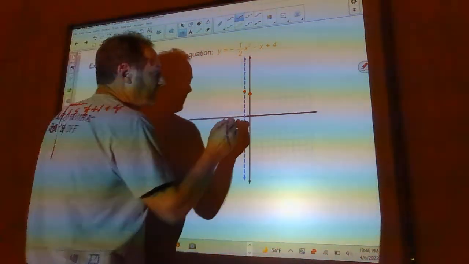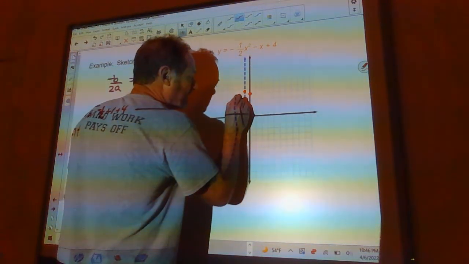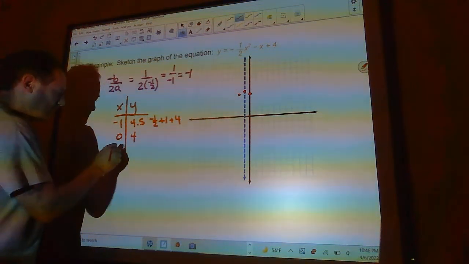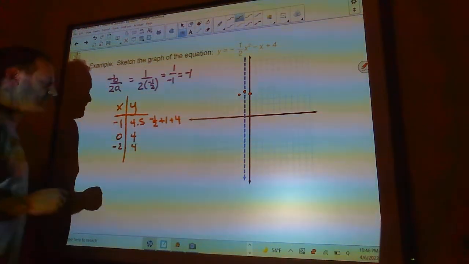And I get another point for free. This point right here is also going to be 4. That's going to be negative 2. It's going to also be 4.